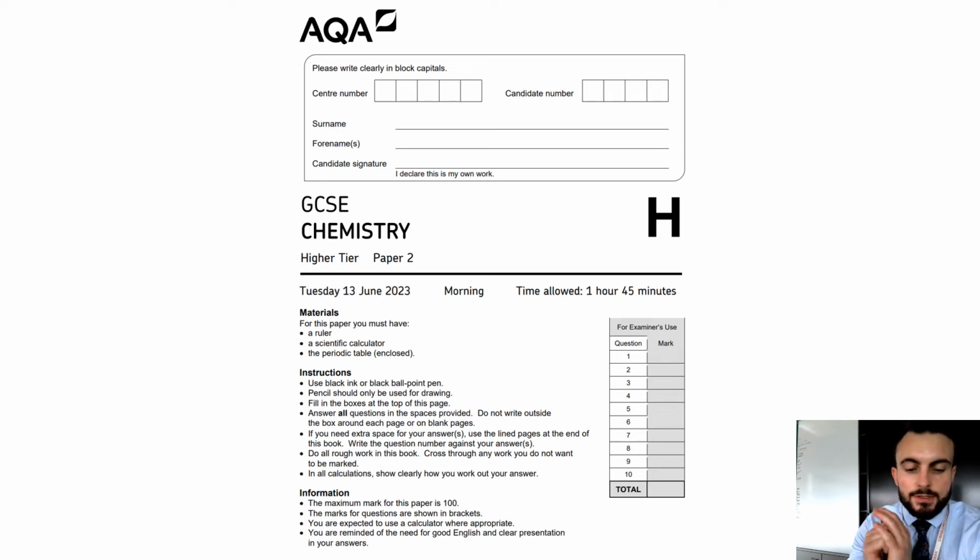Welcome to paper 2 for GCSE Chemistry Higher Tier 2023. For this one, same as the other ones, I'm just going to be breaking down the thought process behind answering the questions and then how to get to the answer.